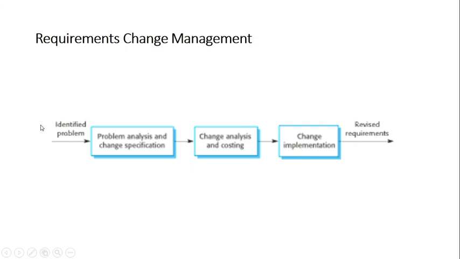Identify the problem, go for problem analysis and change specification, then analyze the changes whichever you have identified in the previous phase and get the costing. If you find it is beneficial, go for change implementation, revise your requirement, that means update your documents.